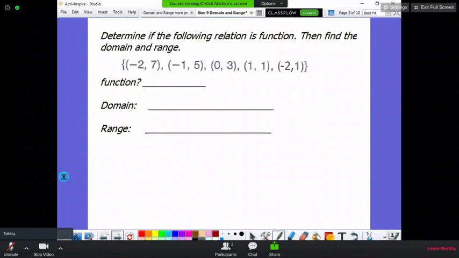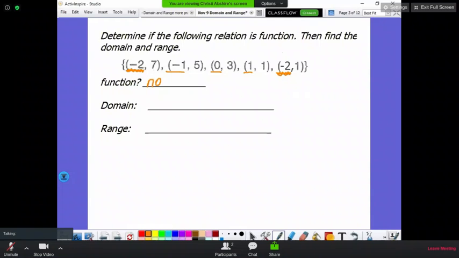To determine if it is a function, the first thing we do is we look at all of the x values. So we've got -2, -1, 0, 1, and -2. Wait a minute. There's a -2 right here and a -2 right here, and they have different outputs. So is this a function? No. To be a function, each input has only one output, or the same output every time it is input. When I input -2 and get 7, later I input -2 and get 1. This is not a function.